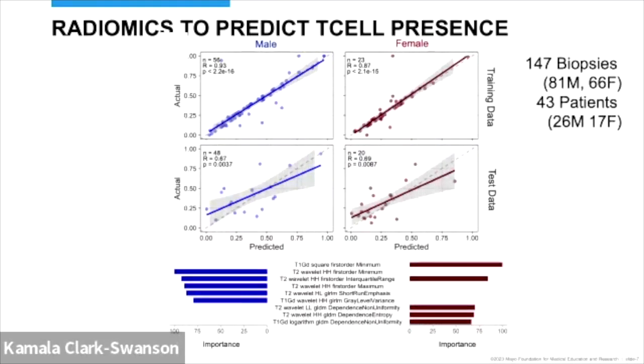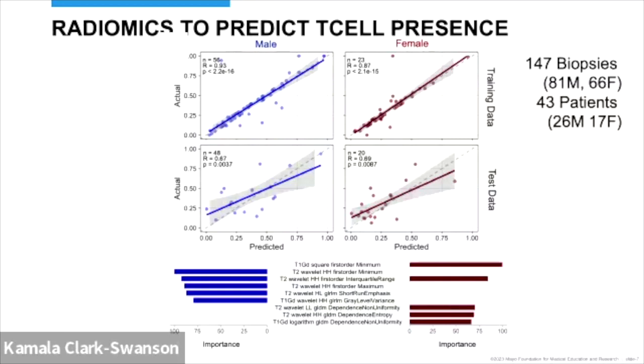So how did we do? I'm going to go ahead and say we did pretty good. In this data set, we had 147 biopsies. You might think that's a lot. You might think that's a little for machine learning, but that's what we had. 81 were male, 66 were female.